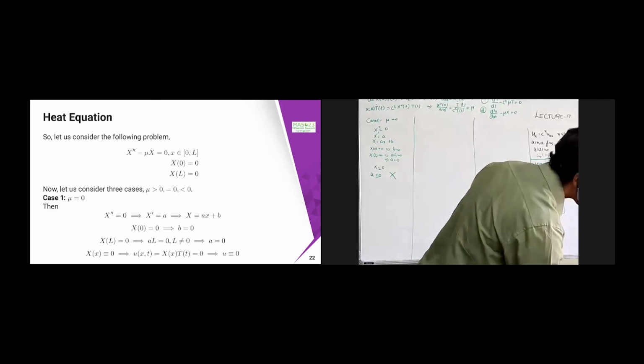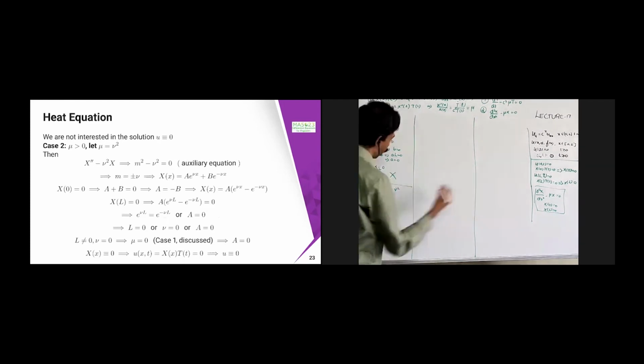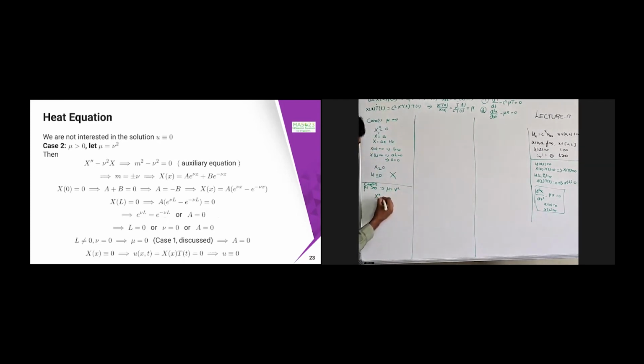Now next one, we are going to go for the nu greater than 0 case. Case 2, nu is greater than 0. Write this nu as mu square. So in this case, I can write this same problem once again as x double dash minus mu square x equal to 0.